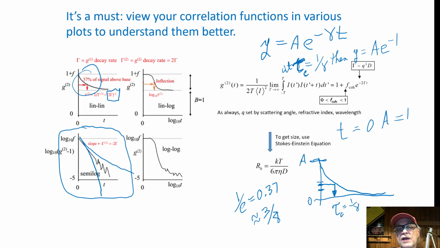So you don't have to do a lot of fancy computer fitting to figure out the correlation time of these experiments. And once you have the correlation time, you have gamma. Once you have gamma, you have the diffusion coefficient, just divided by q squared. And once you have the diffusion coefficient, you have the size.